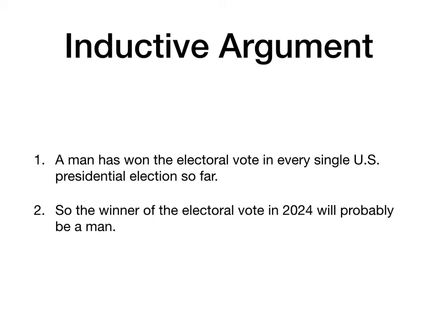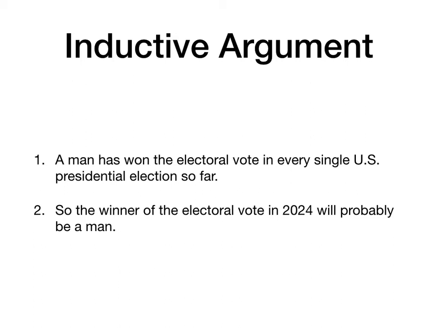So here is an inductive argument. A man has won the electoral vote in every single U.S. presidential election so far. So the winner of the electoral vote in 2024 will probably be a man. I don't know how good an inductive argument this is. It might be a bad one. It might be a better one. I don't know. But the point is, the premise provides some support for the conclusion, but it doesn't make the conclusion a sure thing, right?